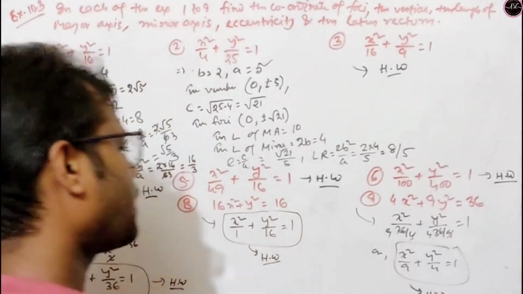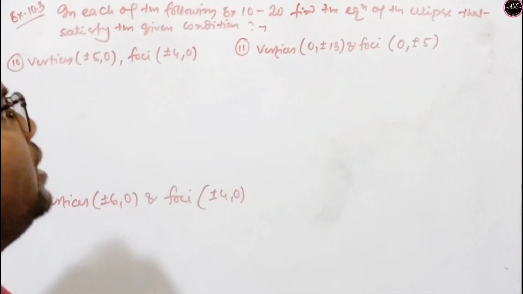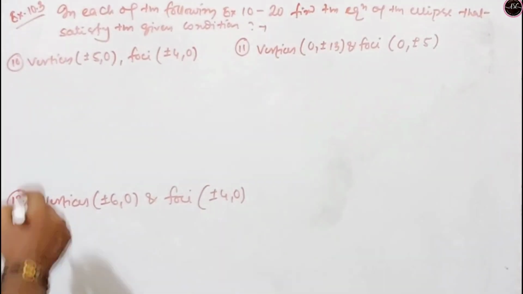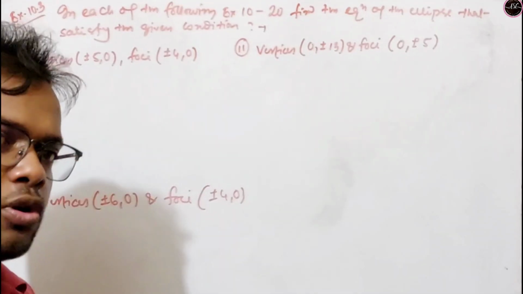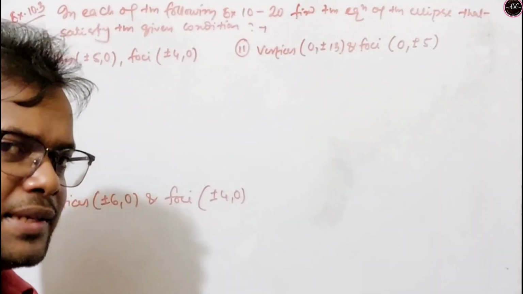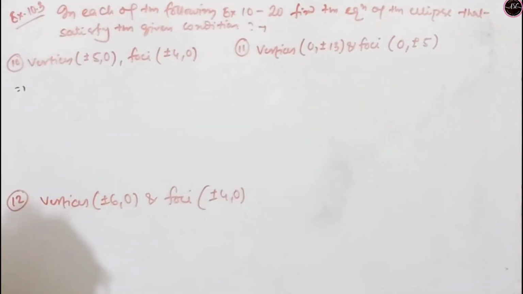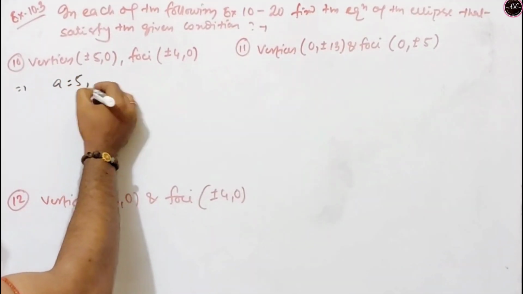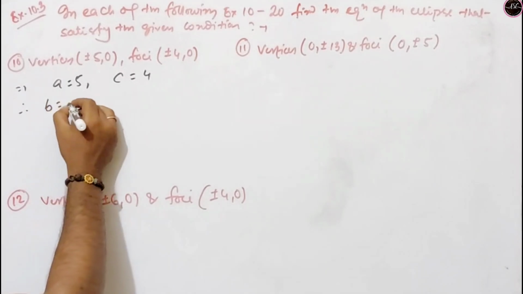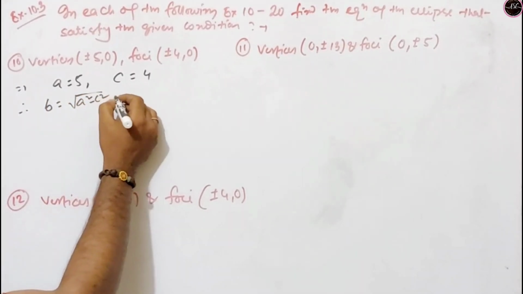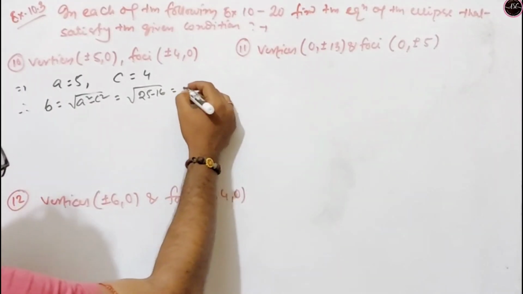Okay, then look at this question. In each of the following exercises 10 to 20, find the equation of the ellipse that satisfies the given condition. Here vertices plus minus 5 comma 0 and foci plus minus 4 comma 0. So these points, vertices and foci, are on the x axis, so the major axis is the x axis. Okay, so here a equal to 5 and foci, that means c equal to 4. Okay, therefore b equal to root over a square minus c square, that means 25 minus 16, that means 3.